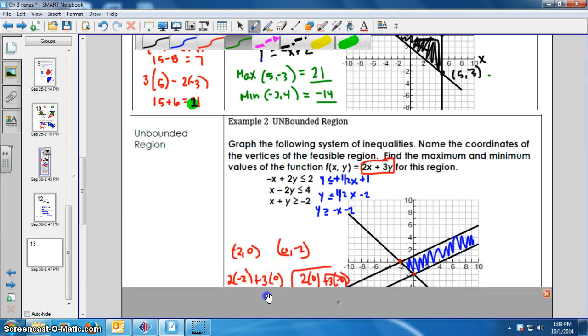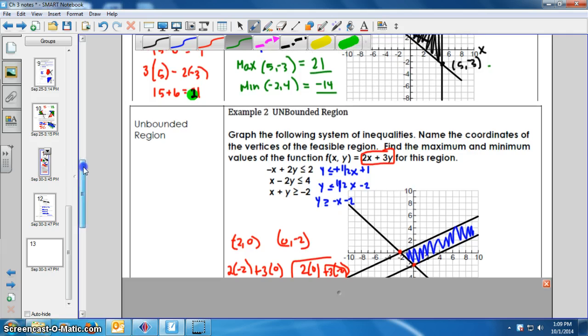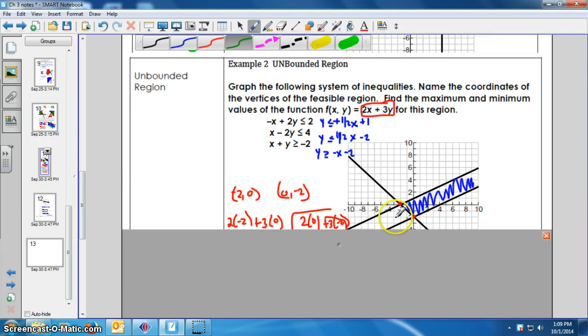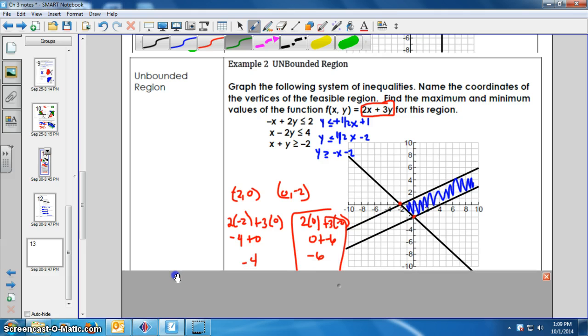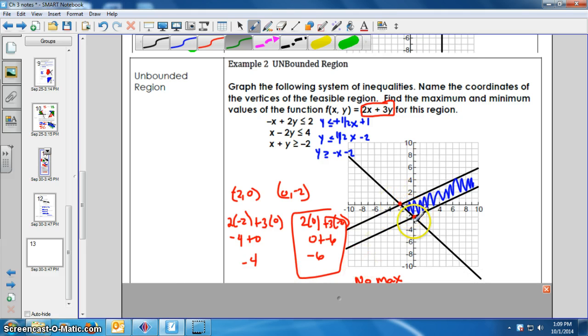Alright, here's what the shading should look like. So if you struggled with the graphing and the shading, check your answer there. And then the next is going to be the plugging in. So we plugged in these 2 points here, negative 2, 0, and 0, negative 2.